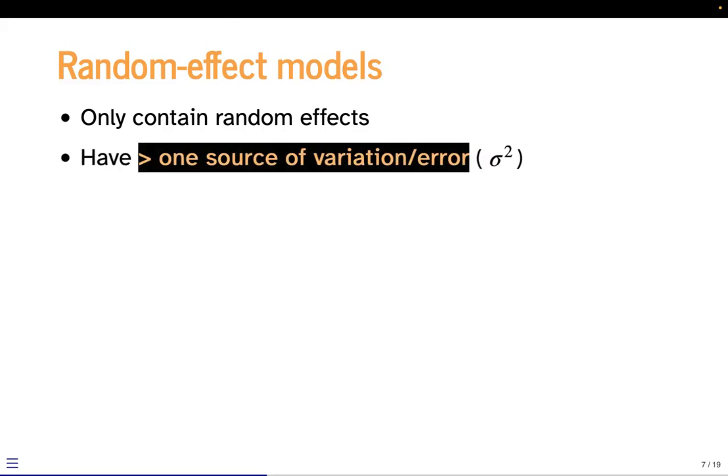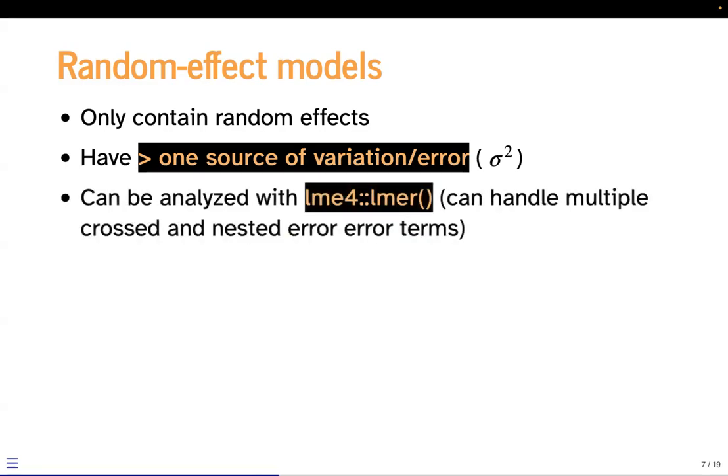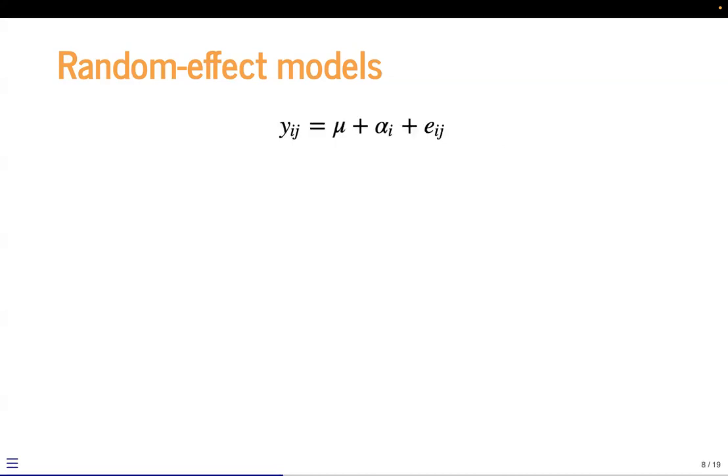So if a model only has random effects, it would still have more than one source of variation, because there is one source of variation coming from the random effect and there is one in every model coming from the residual. So we have more than one there. And if you only include random effects, that is a random effect model. In R, one of the packages and functions we can use to run that is the function lmer from the package lme4. It's a very popular function as well.